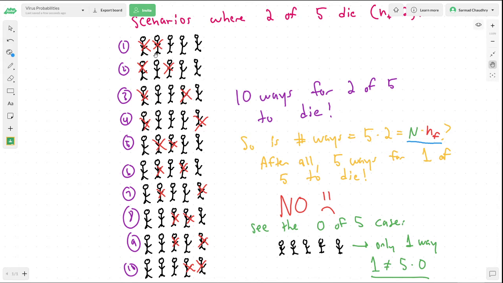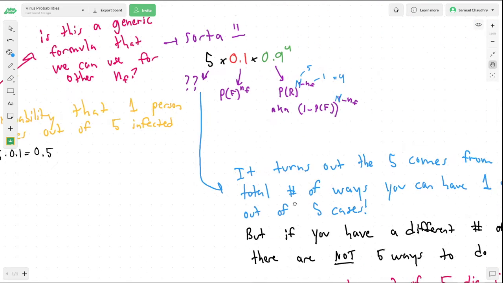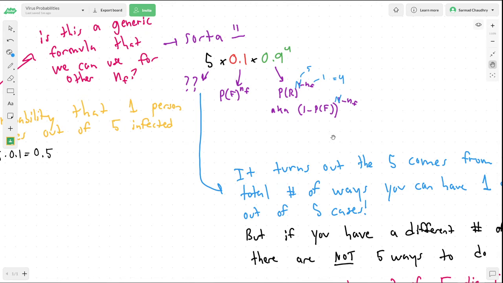So for example, in the first scenario, the first 2 die, 3 recover. In the next scenario, the first guy and the third guy die, and everyone else recovers. And so on and so forth. You'll see how we have all these unique ways, and none of these are repeated. So all of these are 10 different ways under which 2 total people die, 3 recover. So it's 10 ways for 2 out of 5 to die. And over here, it was 5 ways for 1 out of 5 to die.